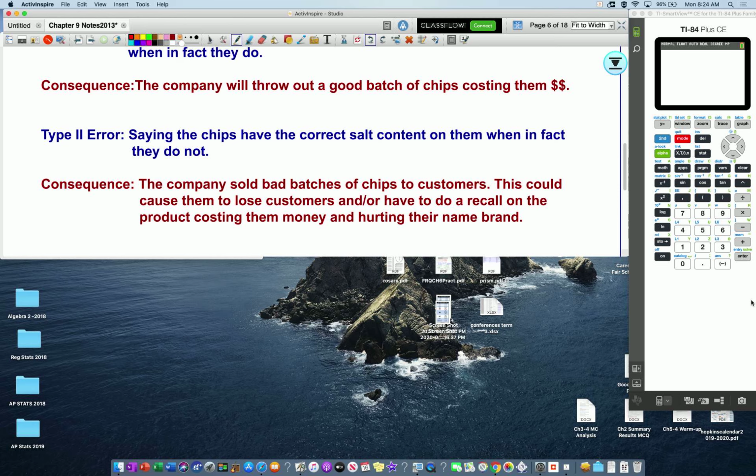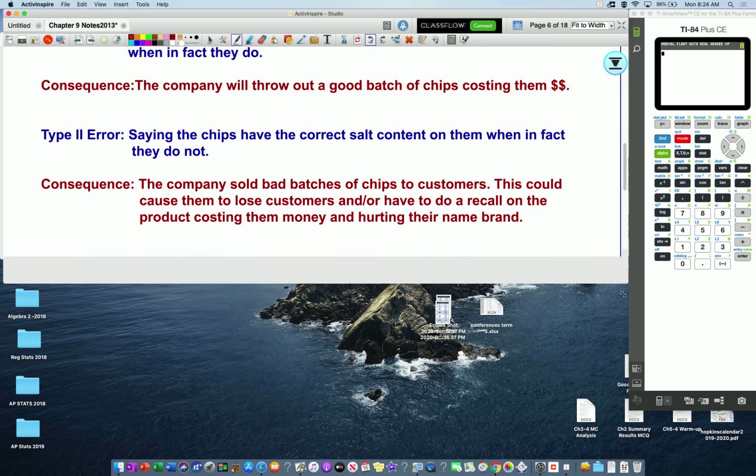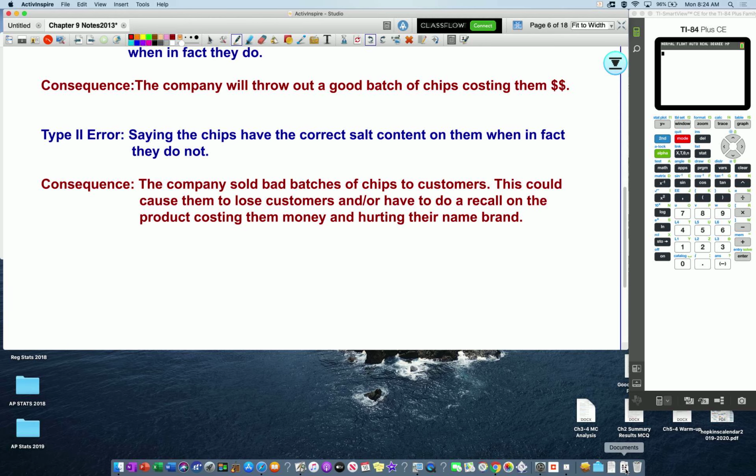Not only did it cost them time to make the chips, but now they are going to have to recall it. It's going to cost them even more money. It's going to hurt their name brand, and for some companies, if the mistake is so bad, it can actually put them out of business. So a lot of times when companies look at these type 1 and type 2 errors, they'll decide which one they can live with more often. So this is what leads to our last page in the notes.